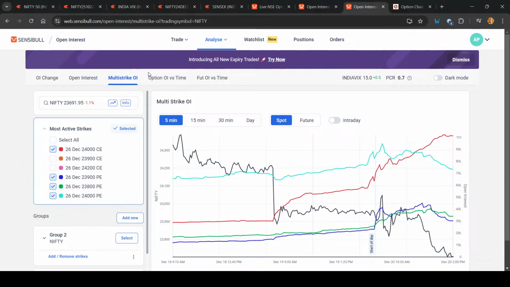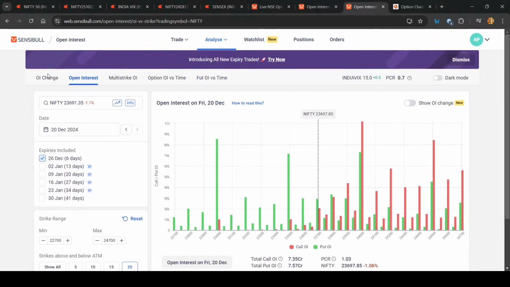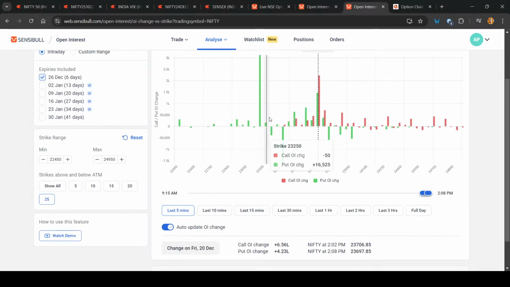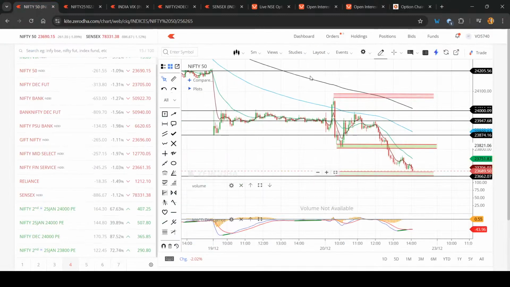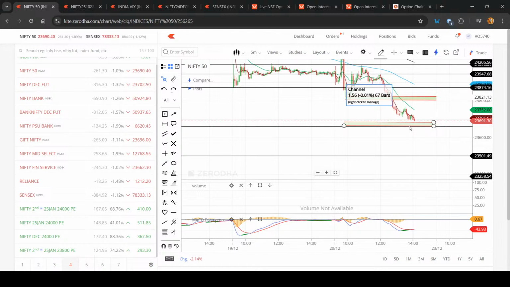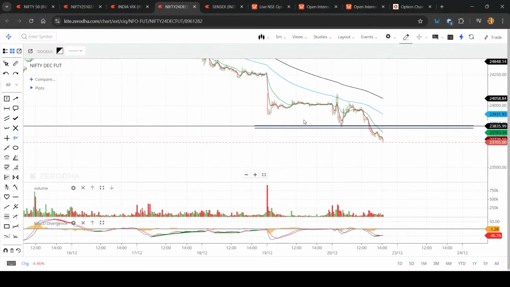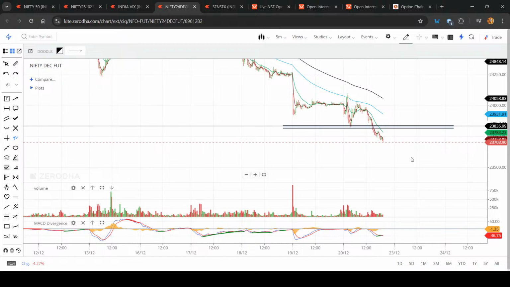The panic is everywhere. If you see the OI change, 23,200, people have started writing 23,200. So the markets have started anticipating the move till 23,200 with a big writing at 23,200, 3 lakh. And we have essentially broken 690 also. If we break this zone, 23,500 is the next zone. VIX is also increasing, and futures are about to break 23,700.